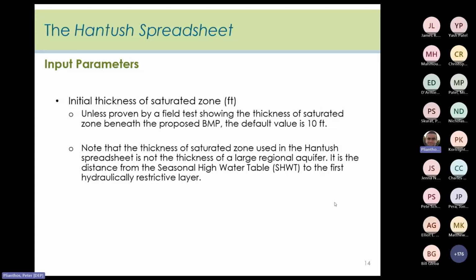For the initial thickness of the saturated zone, unless proven by a field test showing the thickness of saturated zone beneath the proposed BMP, the default value is 10 feet. Note that the thickness of the saturated zone used in the hand-touch spreadsheet is not the thickness of a large regional aquifer. It is the distance from the seasonal high water table to the first hydraulically restricted layer.